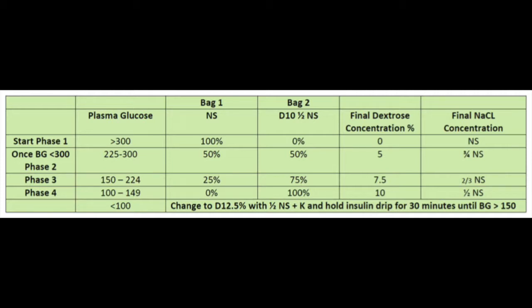If we reassessed and received a blood glucose of 120, then we would be giving 100% of the fluid rate to D10 half normal saline. We would use this table for every reassessment of the blood glucose every hour.